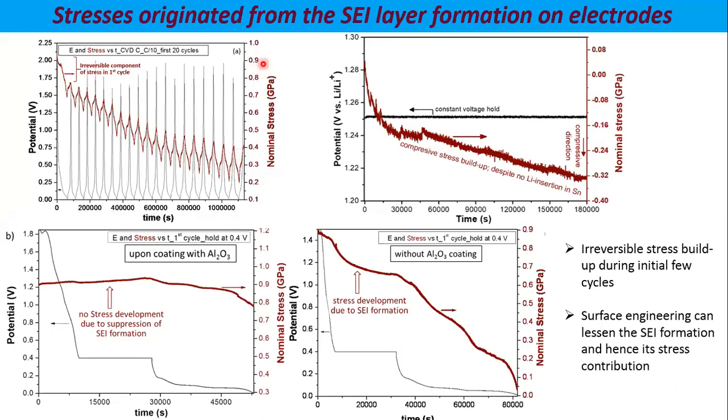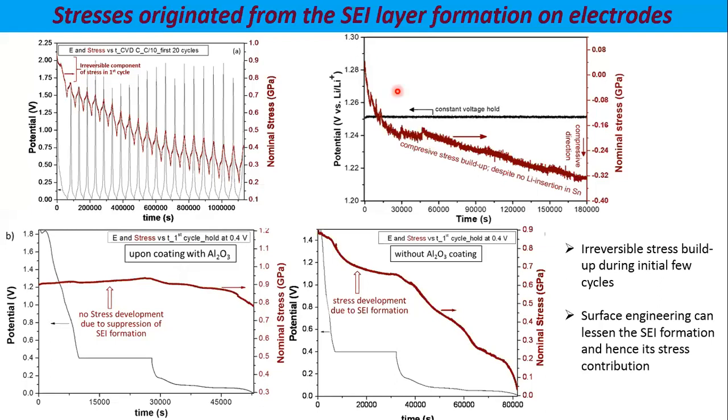So you can see that after say 15 cycles, around 1 GPa stress also gets built up in graphite just due to the SEI formation. And also, with proper engineering, the stress can be minimized. Suppose you deposit a very thin layer of alumina, your stress profile is fairly parallel to the x-axis. It means the contribution from the SEI layer is not taking place.